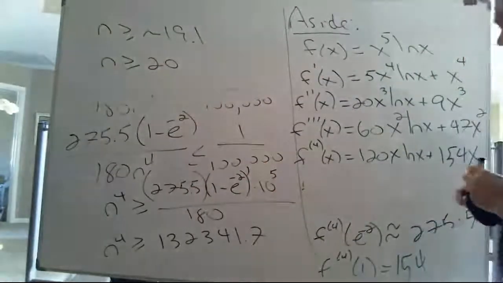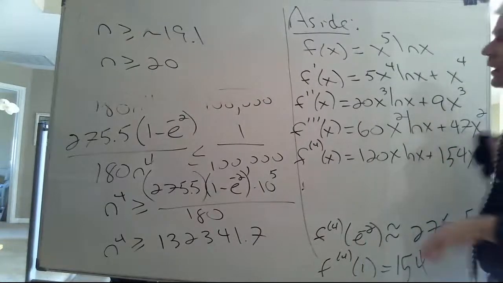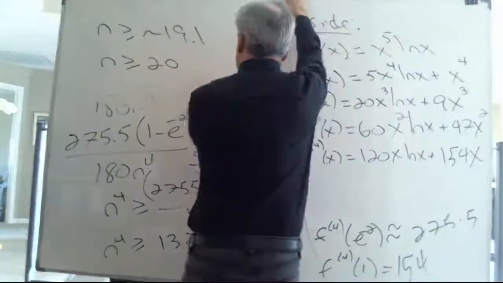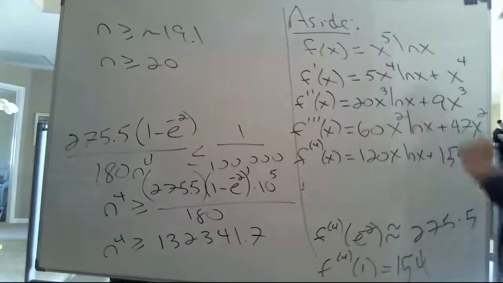So it looks to me like to guarantee that desired accuracy, I do need to have at least 20 subdivisions so that Simpson's rule approximates that definite integral within that desired error.